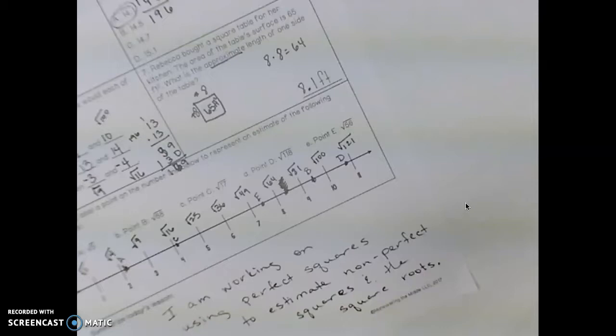Make sure I label it. Change this to a point A, sorry. Point D, 118. I know that's going to be a little less than 81, so I'm going to put my point, getting better at this, and call this point D.